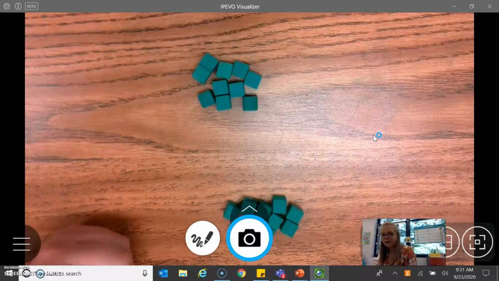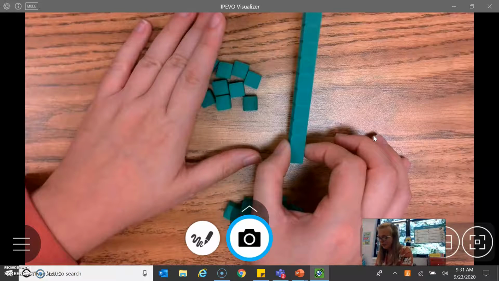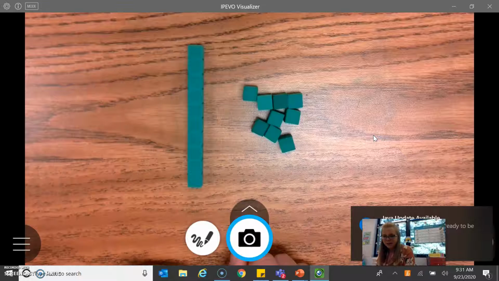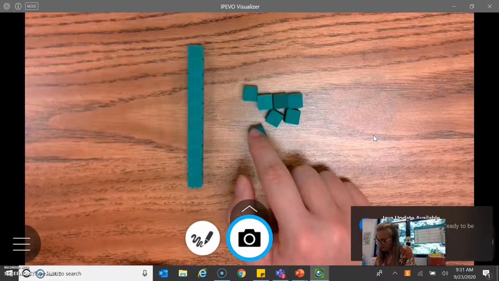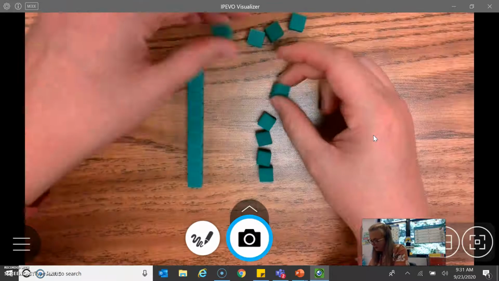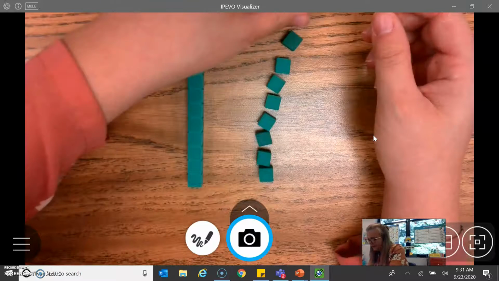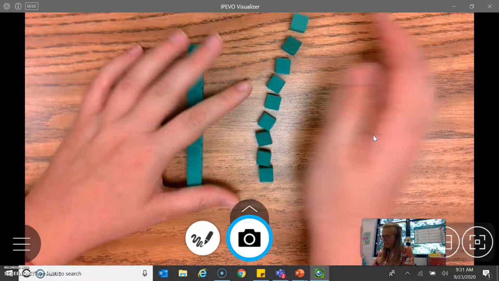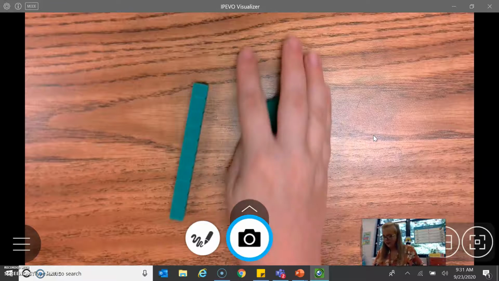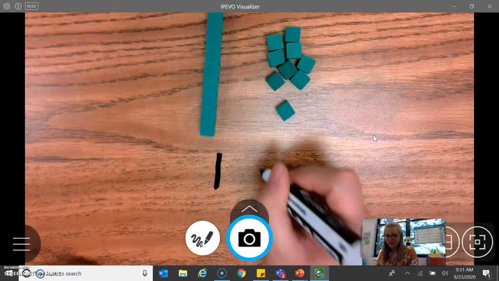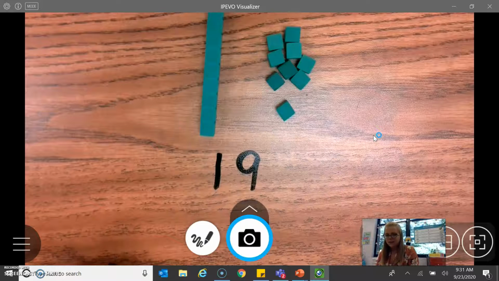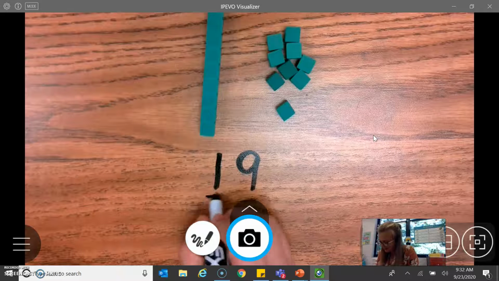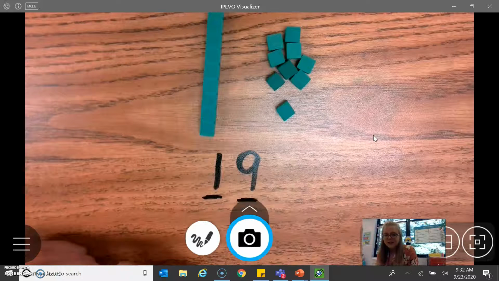Once I get to 10 ones, I can trade it out for a tens block. So I have 10 ones, I'm going to trade that out. Now let's count to see if I have a group of 10 here. 1, 2, 3, 4, 5, 6, 7, 8, 9. Is that a group of 10? Nope, that's 9 ones. Okay, so right here I have one group of 10 and 9 ones. What number is that? 19. Good job, because I see I have one group of 10 and 9 ones. That's the number 19.